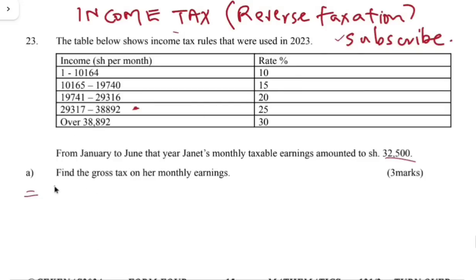So the first slab, amount for the first slab tayari ushajua ni 1 to 10,164, which is just 10,164 multiplied by 10%, okay, or 10 over 100. So if you take 10,164 multiplied by 10 over 100 or 10%, the answer gives you 1,016.4.